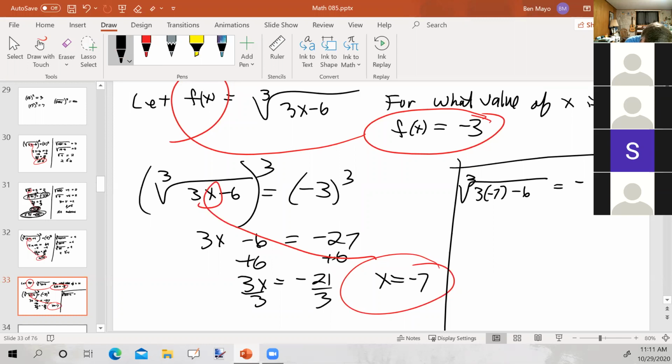equals -3. Sorry, I paused there because I'm going, wait a minute, is that right? But yes, it is. The cube root of -27 equals -3. It's because my brain was saying -28. I'm going, wait, that's not going to work. The cube root of -27 equals -3. It checks.